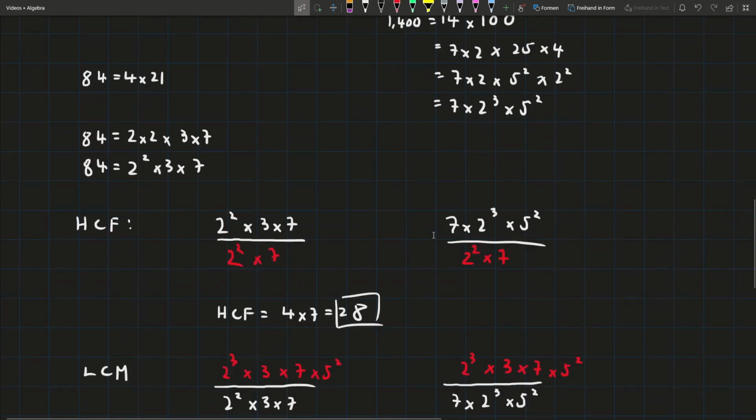So you can look up questions online. You'll be able to find them if you just look up HCF and LCM worksheet or something. You'll find a bunch of numbers you can do it with.